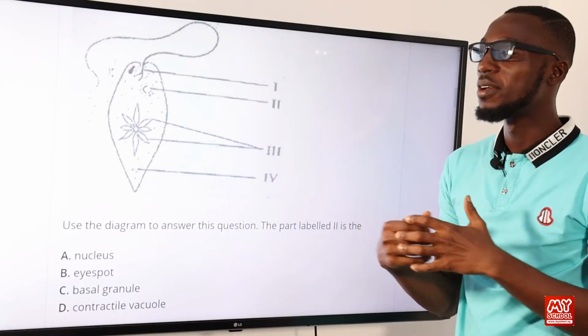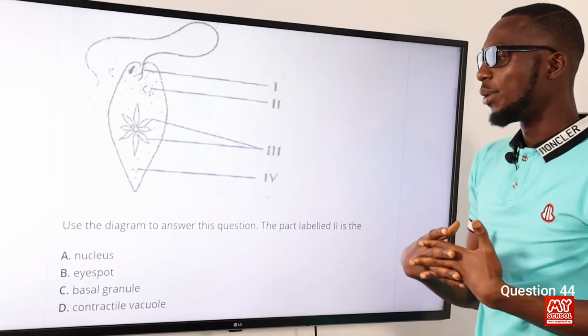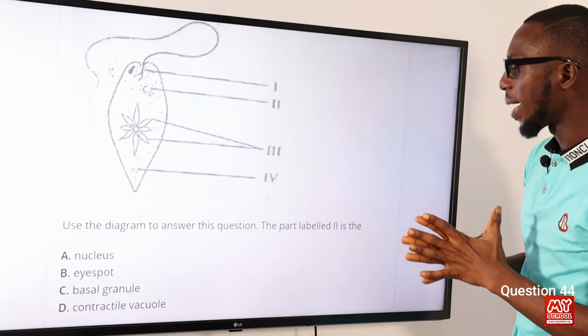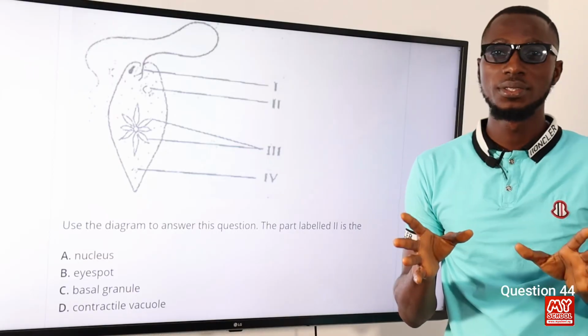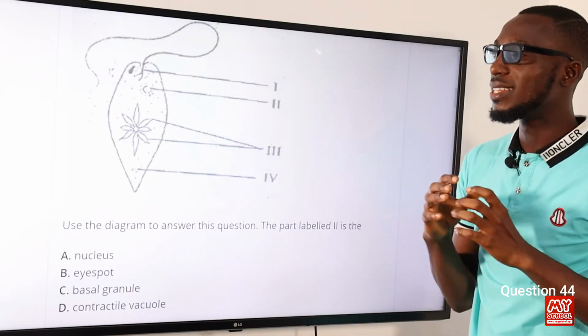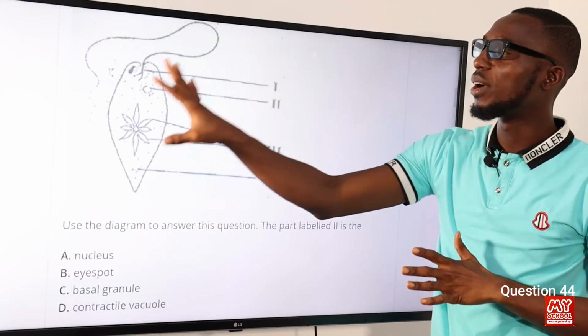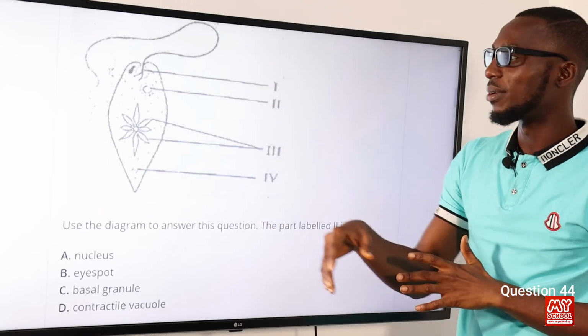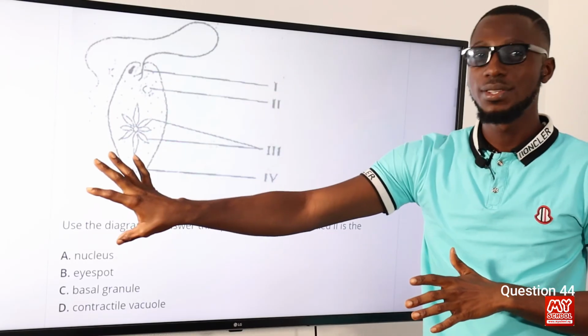So join me as we solve question 44. Use the diagram to answer this question. The part labeled 2 is the what? Okay, so at first it is very salient that we identify what organism this is. So this is paramecium, all right.